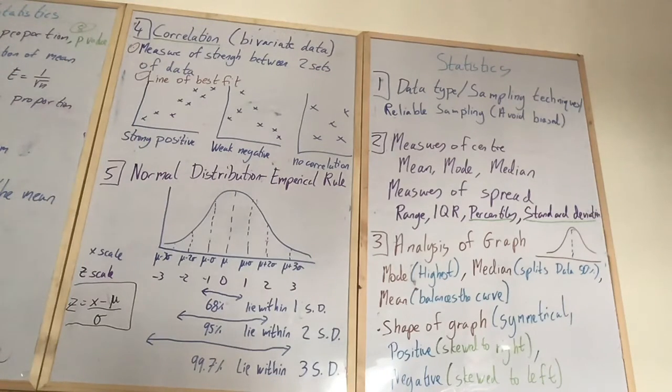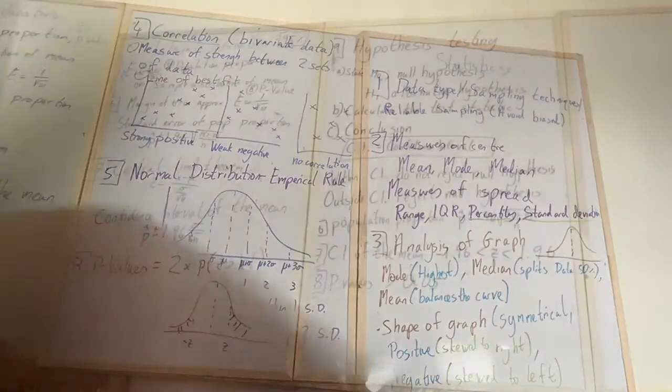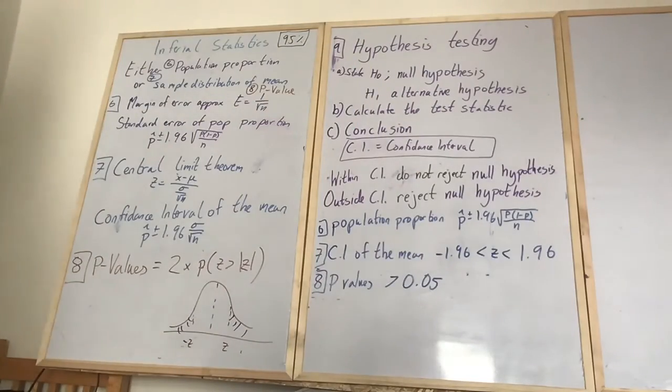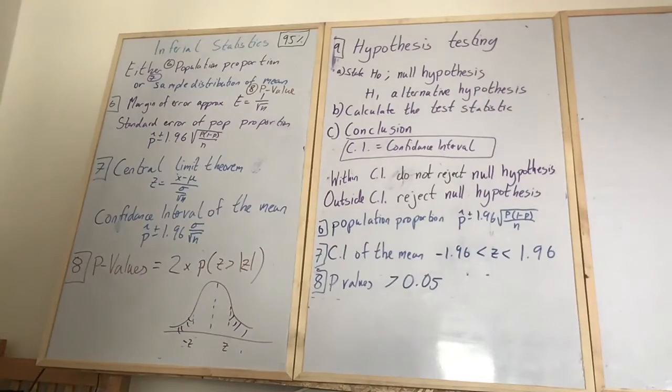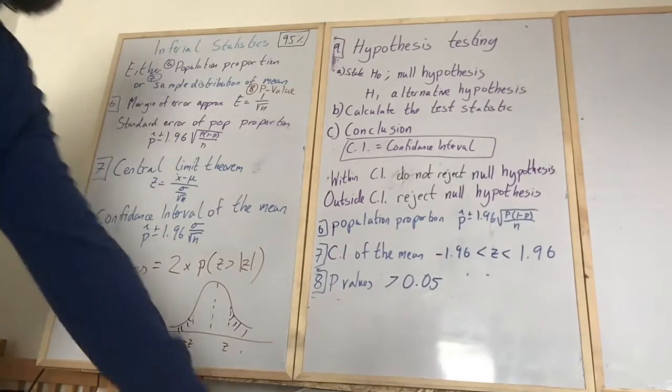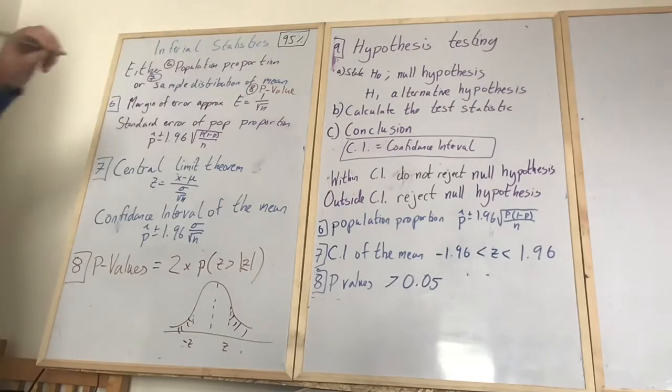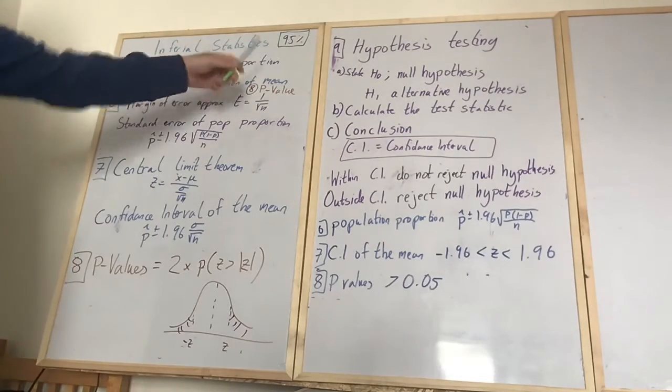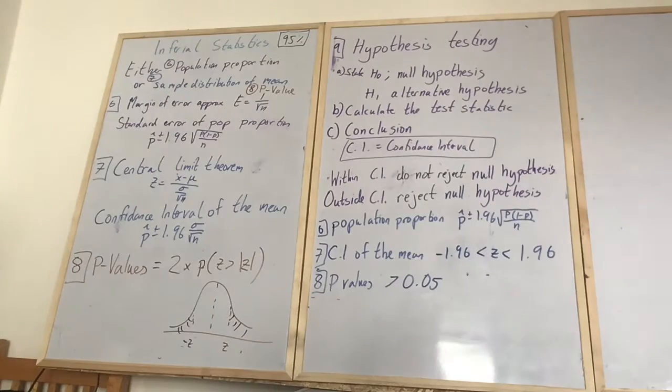Statistics, we're going to look at inferential statistics. This is where we make predictions on the population based on data that we are given. The two main parts of inferential statistics that we look at will be either population proportion, the margin of error for population proportion, or the sample distribution of the mean. We'll also be looking at the p-values as well.